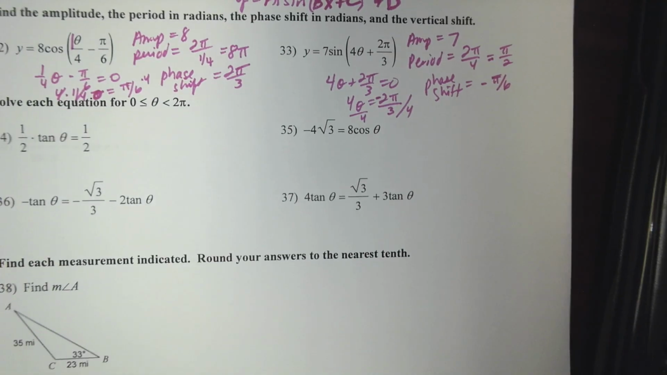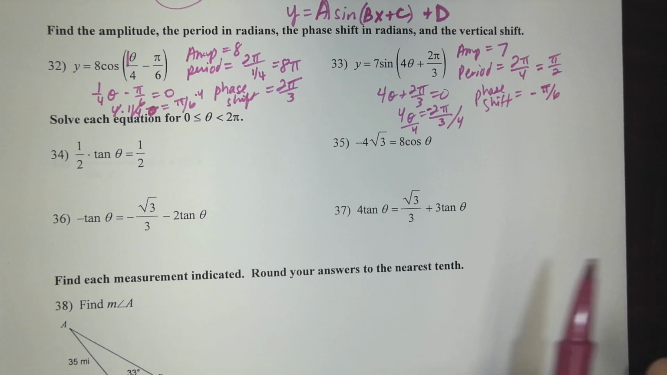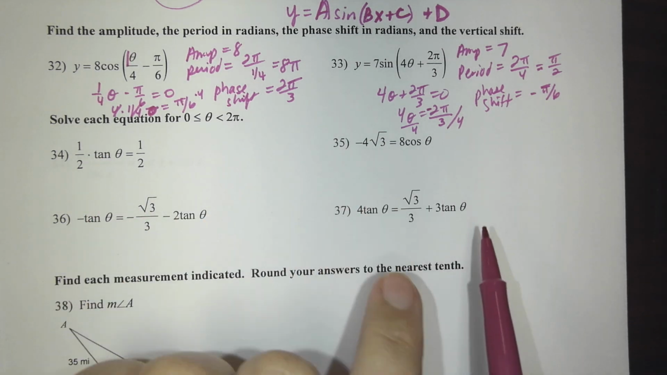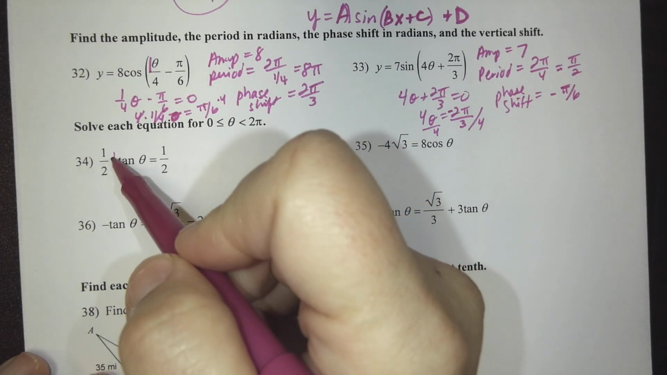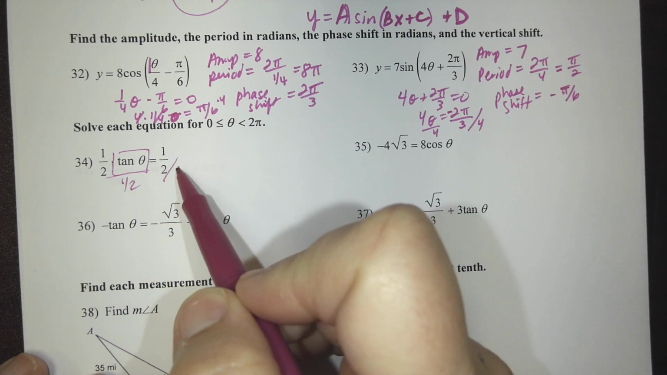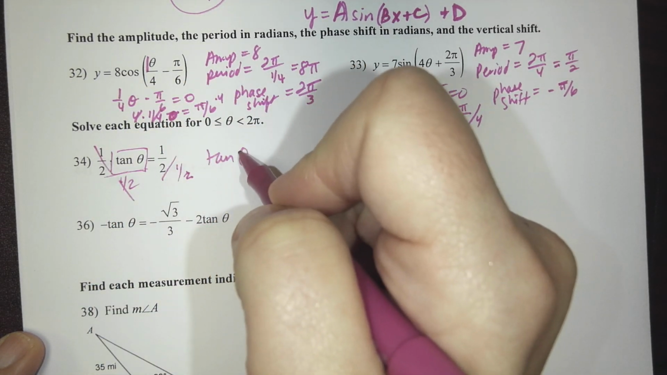All right, solving some trig equations. A lot of students don't like these. Your job is to get the tan of theta, or the cosine of theta, or whatever you see, by itself. So I'm going to get tan of theta by itself. I'm going to divide out that 1/2, and you're going to get tan of theta to equal 1.